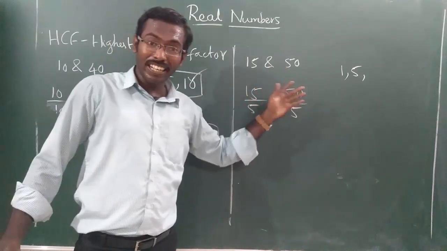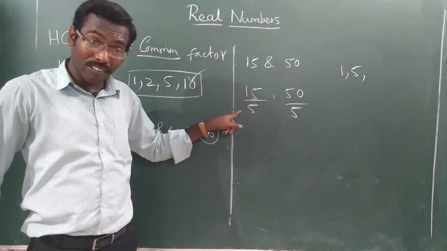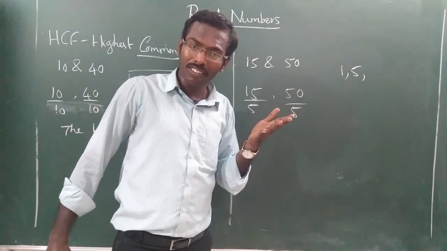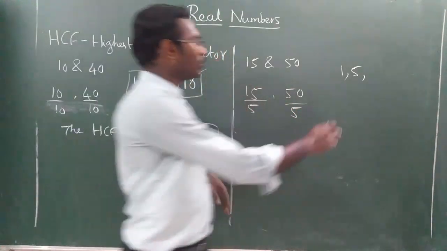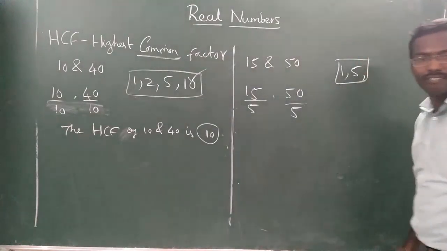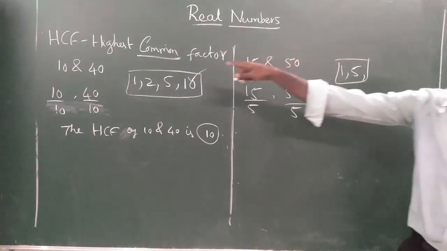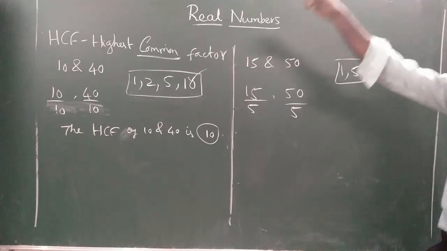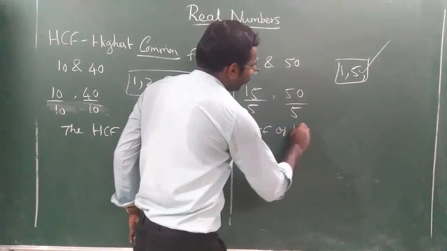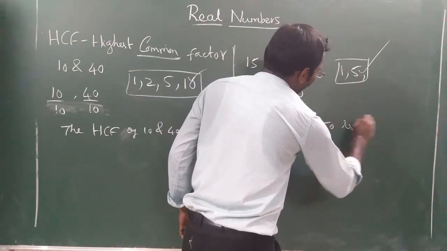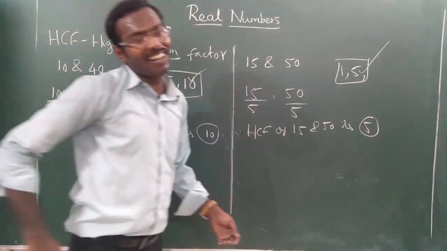11, 12, 13, 14, 15. 15 is divisible by 15, but 50 is not divisible. 16 is not at all possible. Therefore, only 2 numbers: 1 and 5. Among these two, which one is the highest? 5 is the highest. Therefore, HCF of 15 and 50 is 5. Understood or not? That's all.